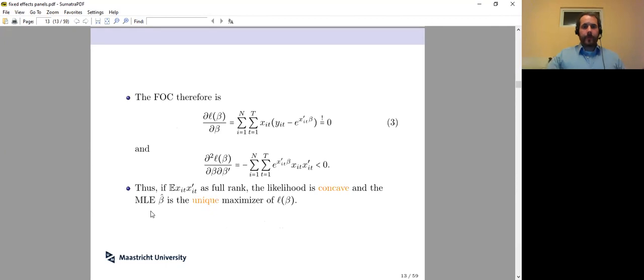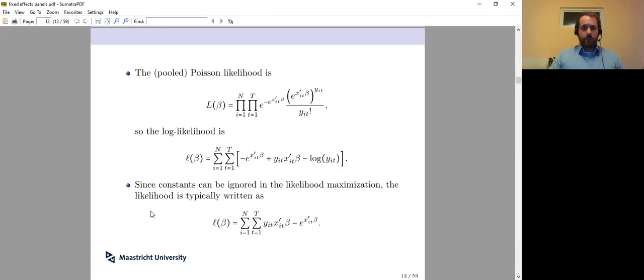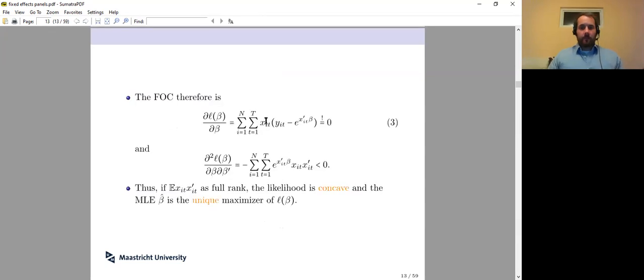Now we look at the first order condition, so that's simply taking the derivative. We take the derivative with respect to beta, then this thing here stays, and here we have the x coming in front, because we're taking the derivative of the exponential. We take the x common, and this is what we get.